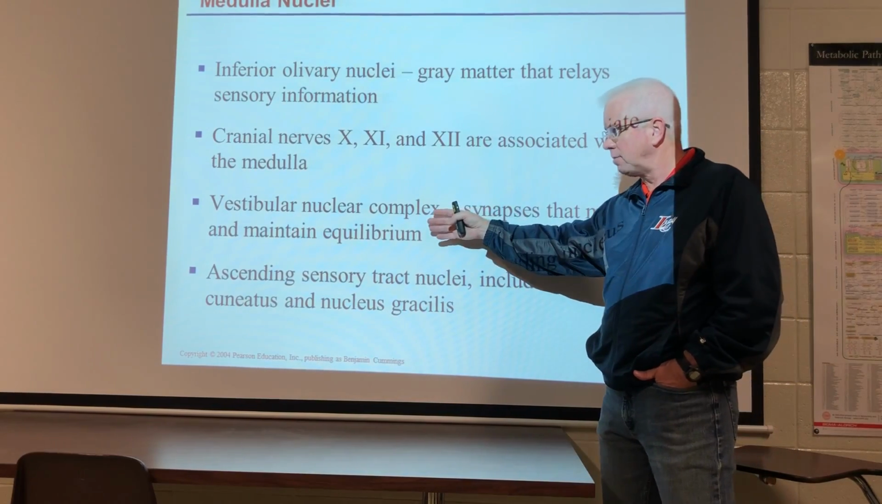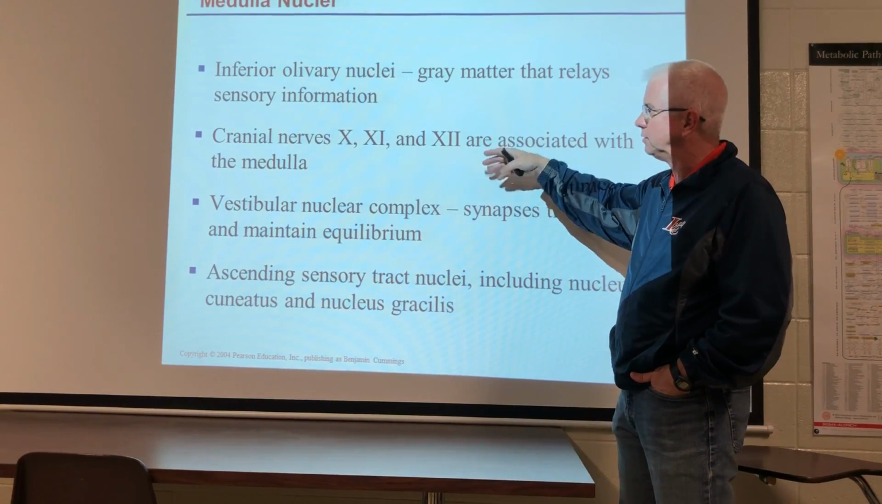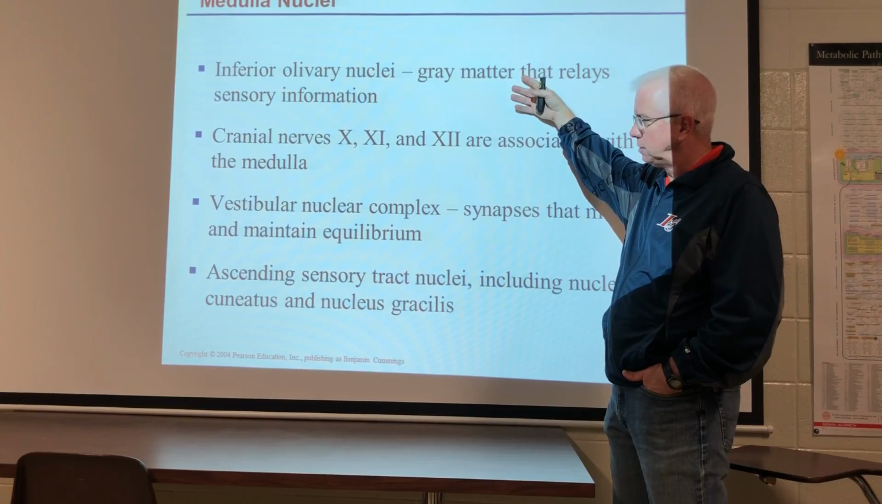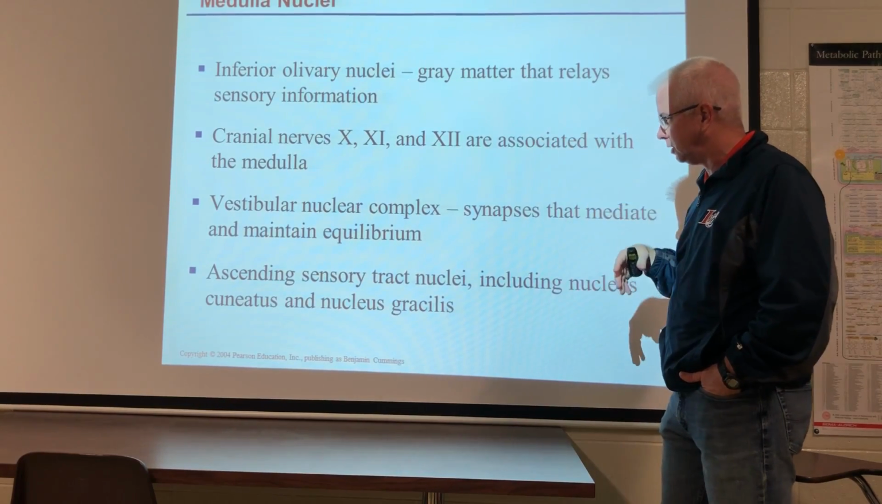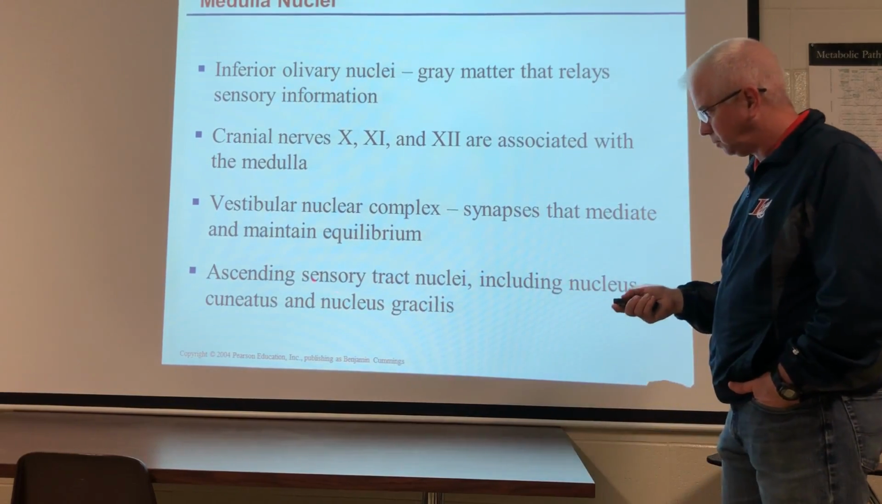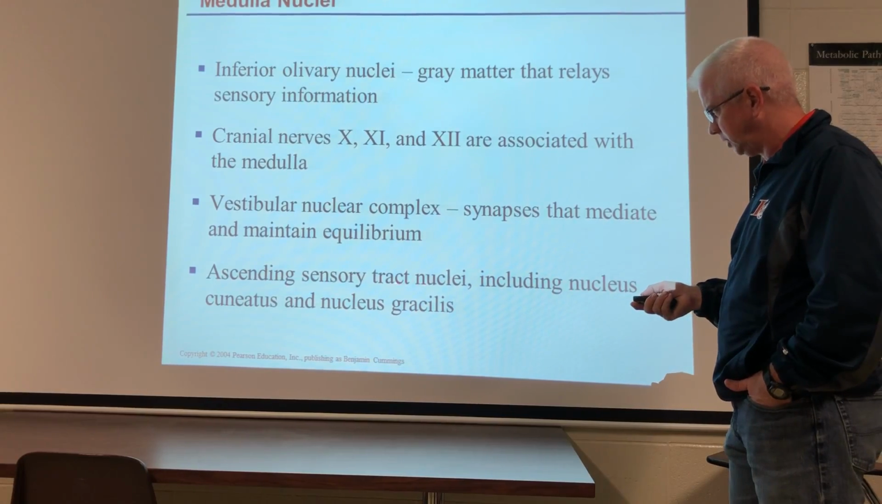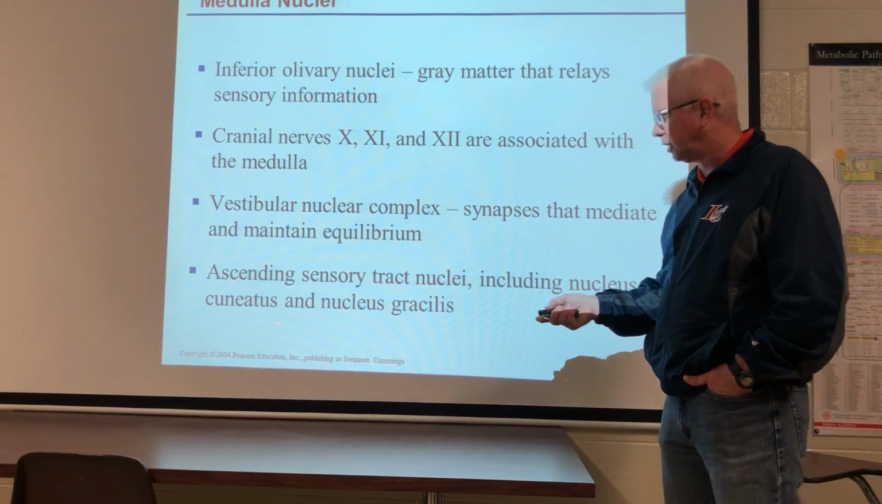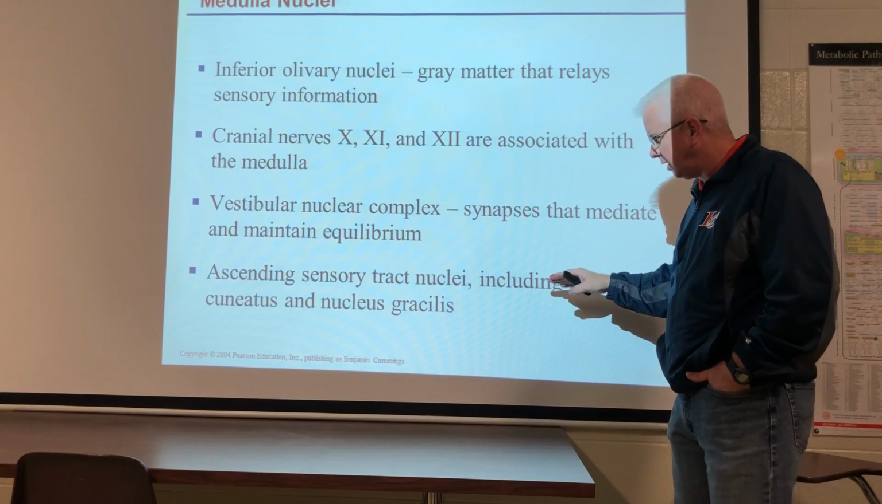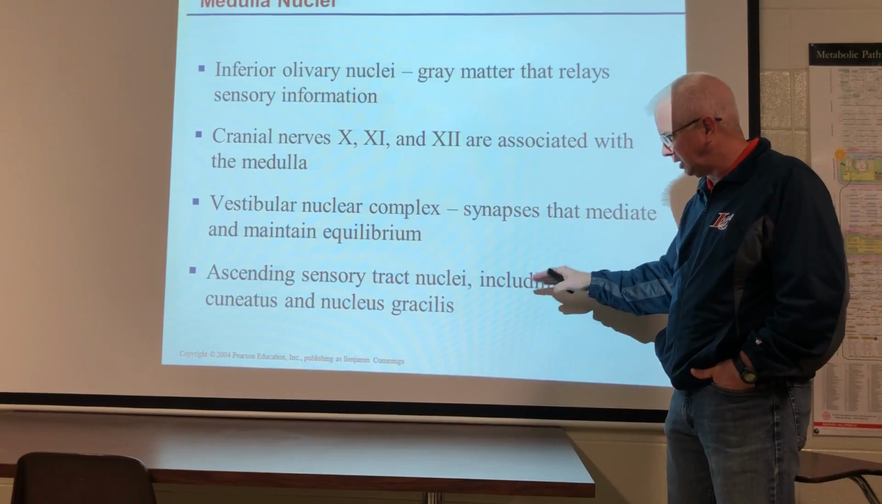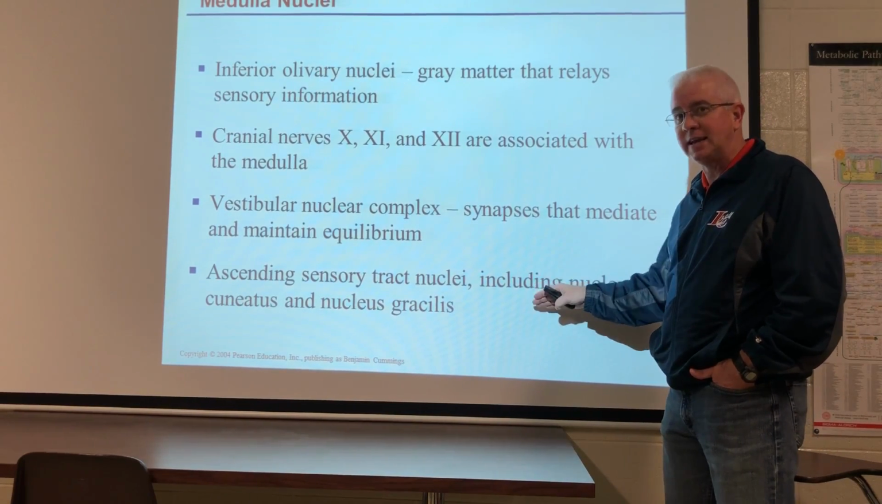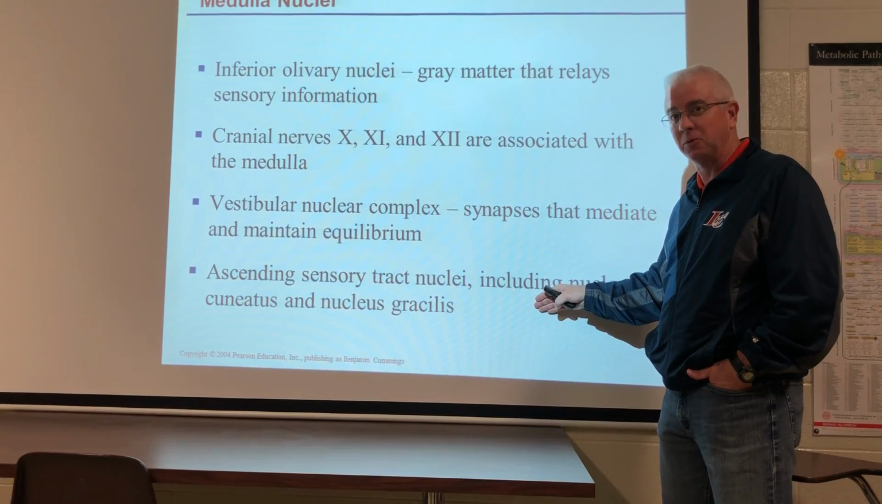So this is a very important balance structure in the medulla. There are cranial nerves here. There's major somatic sensory information being transferred here. And then there are ascending sensory tract nuclei, including the cuneatus and the gracilis. So this is the connecting piece for what we did in the dorsal funiculus, so the spinal cord.